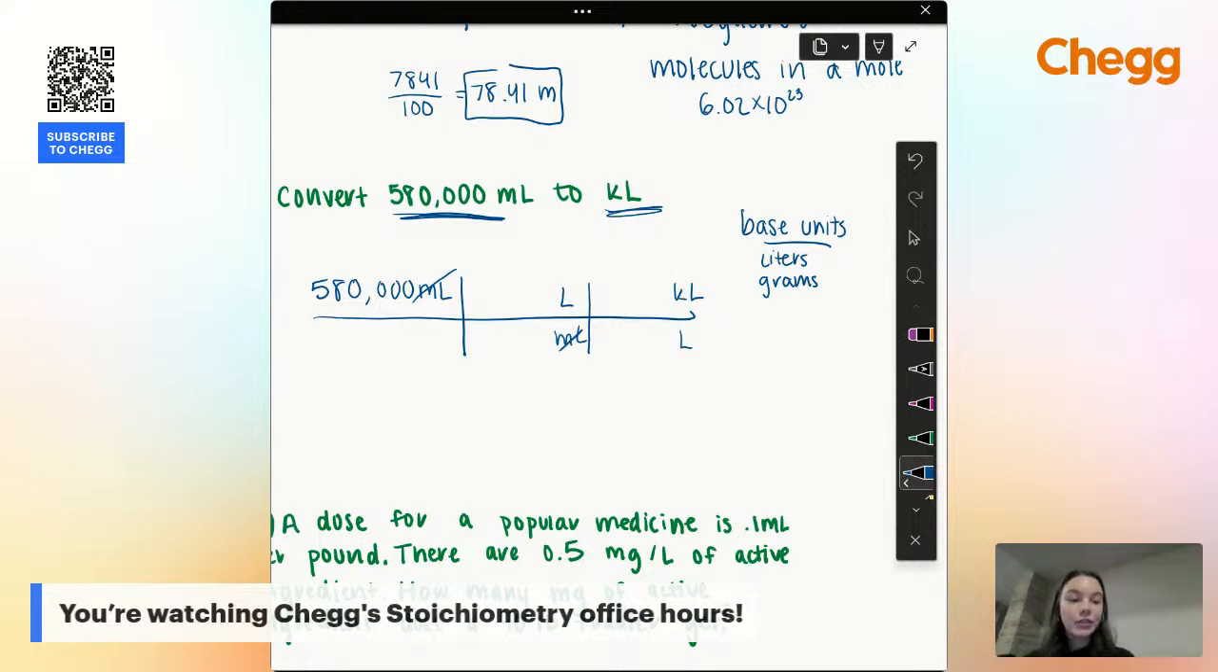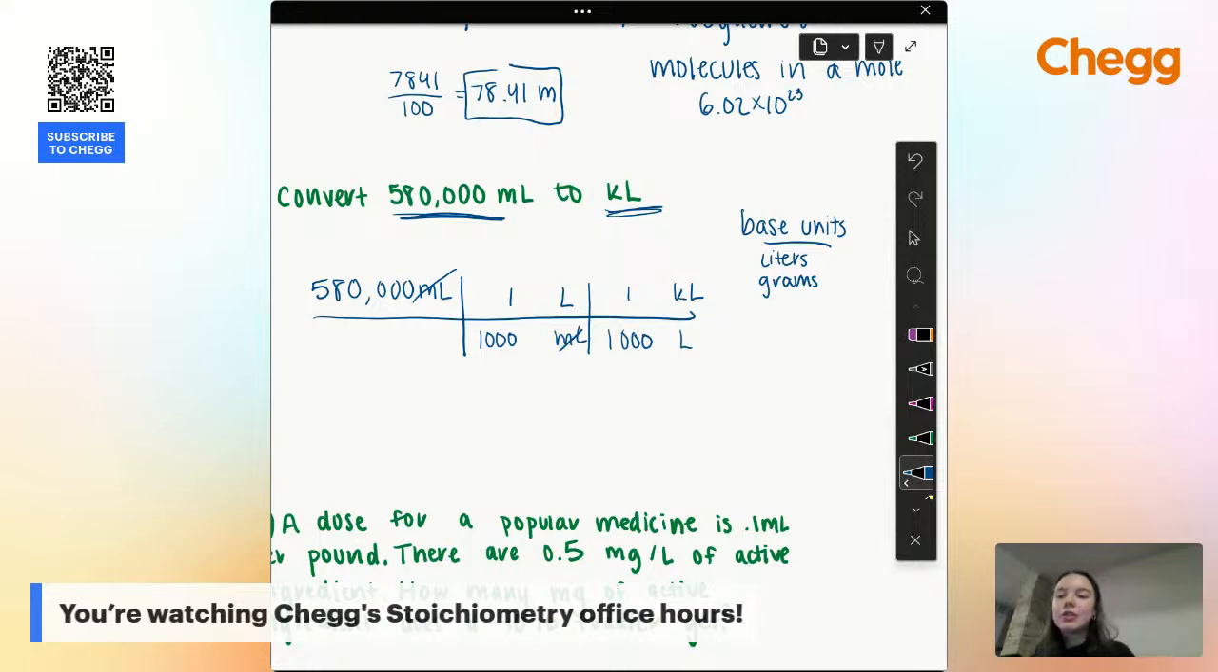So now let's find those conversion factors. We need a conversion factor from liters to milliliters. If you know that, put it in the chat. Or if you know the kiloliters to liters, put that in the chat. So I know 1 liter has 1,000 milliliters in it, and I know 1 kiloliter has 1,000 liters in it.